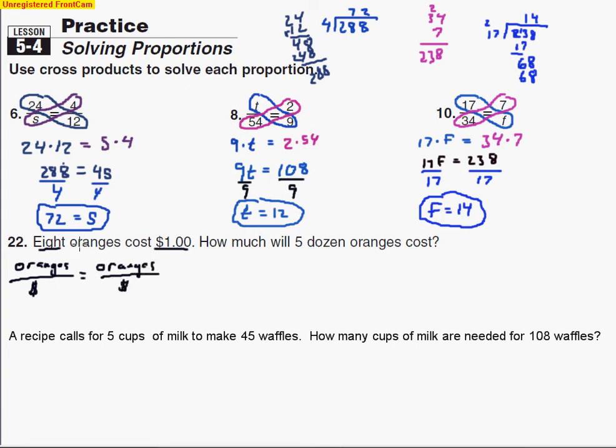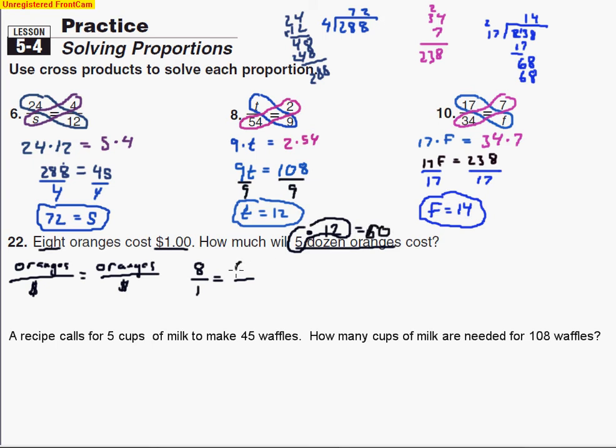So let's go ahead and set up our first one. 8 oranges cost $1, so that's going to be 8 over 1. Now we have to do the same thing for the next ratio, but we need the number of oranges. It says there are 5 dozen oranges. That doesn't mean there's 5 oranges, it means there's more than 5. A dozen is 12, so we multiply 5 times 12, and that's going to give us the number of oranges. That's 60 oranges altogether.